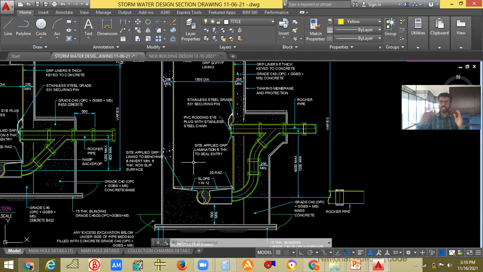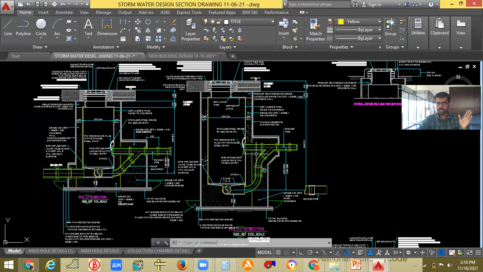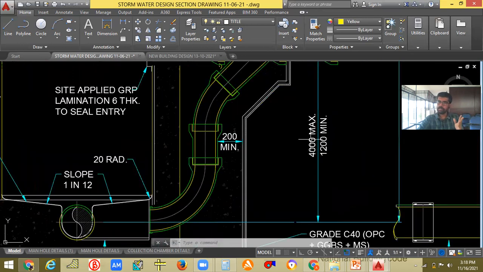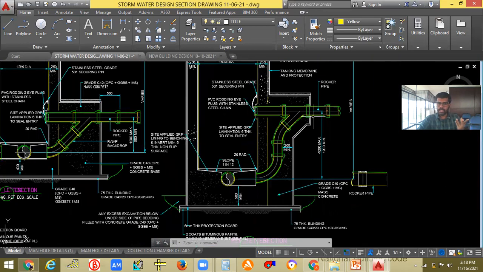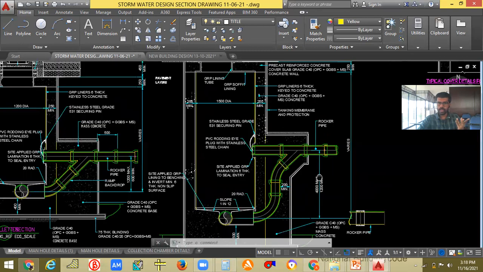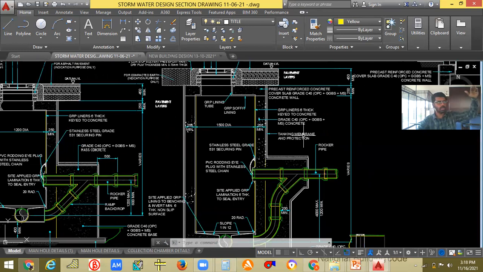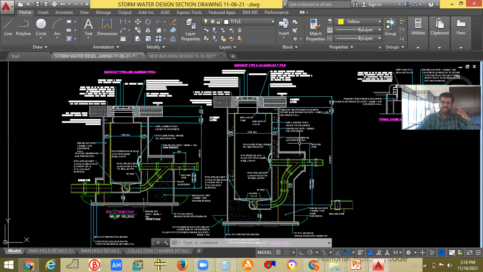And the branch connections will be like this. Sometimes it may come and settle here. From there, you have to take a line and attach it to this main pipe. Sometimes it will be at this height, then the same way you have to take. That's what it says: maximum of 4000 and minimum of 1200. So this will vary, and this height also will vary according to the slope and the site conditions. So that's all about manholes.